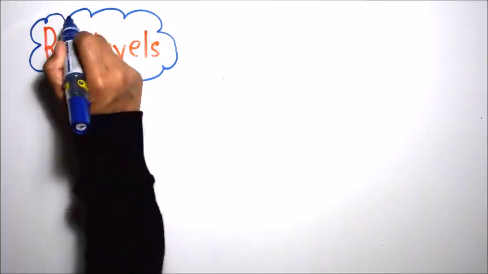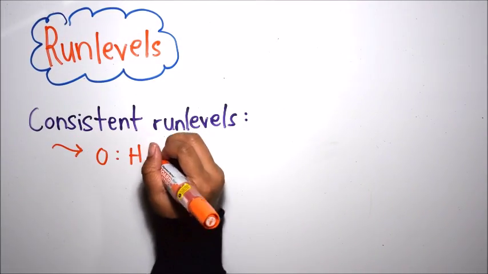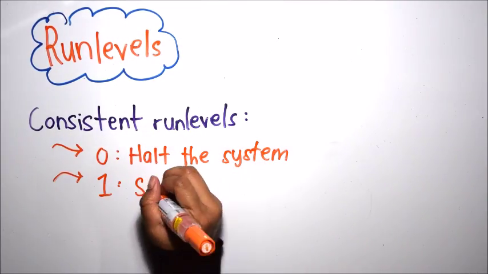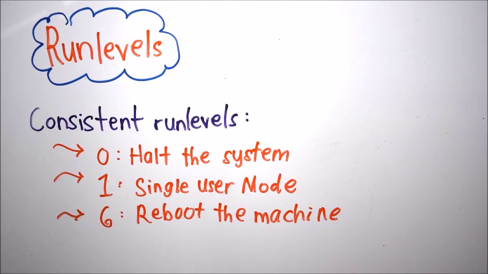The seventh step is called run levels. There are 3 general consistent run levels. 0 to halt the system, 1 is single user mode, 6 reboots the machine.